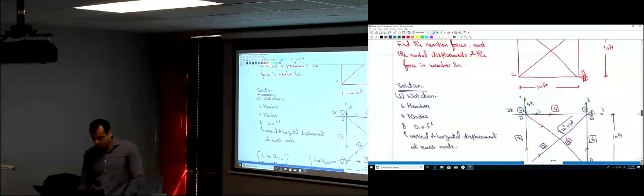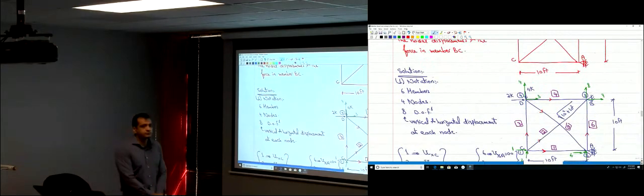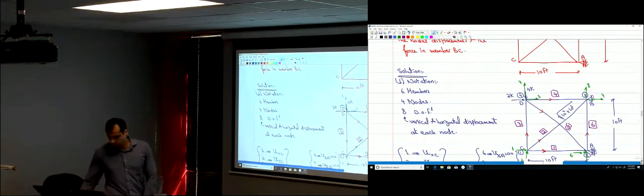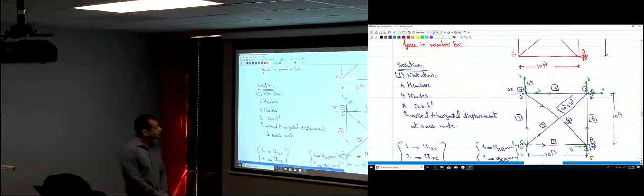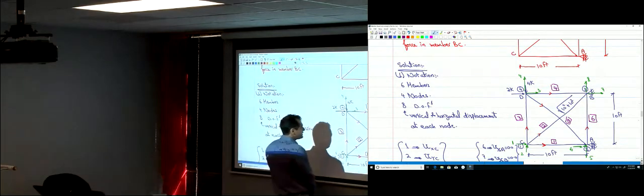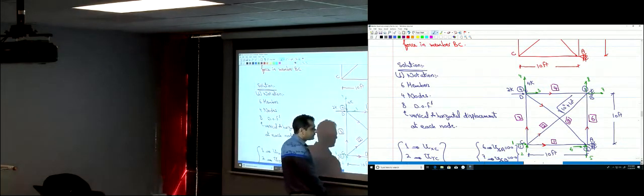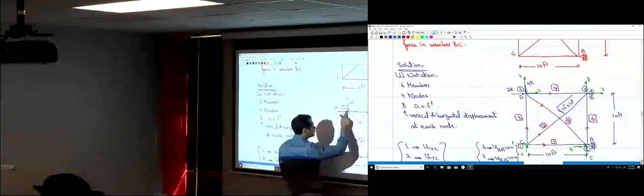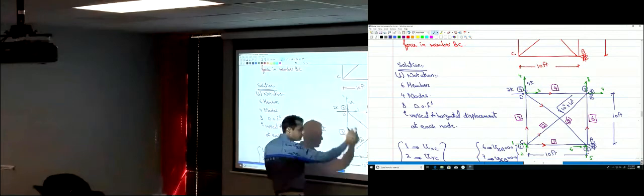And now we just need to label K5. How would you label K5? 3, 4, 6, 5. The horizontal and the vertical displacement at the start, and then the horizontal and the vertical displacement at the end. That's the start, and that's the end. That's the direction of the member. That's what we chose. So 3, 4, 6, 5.